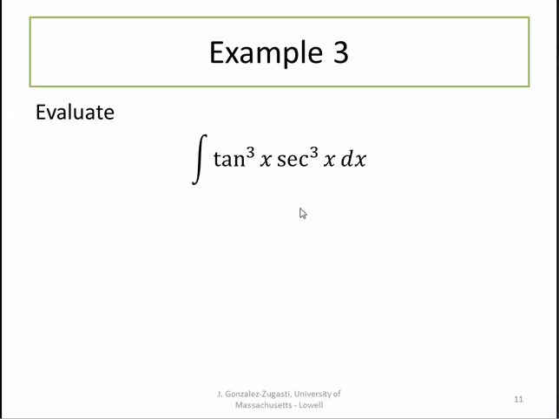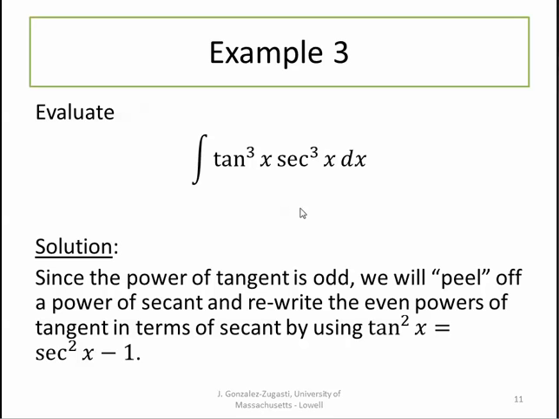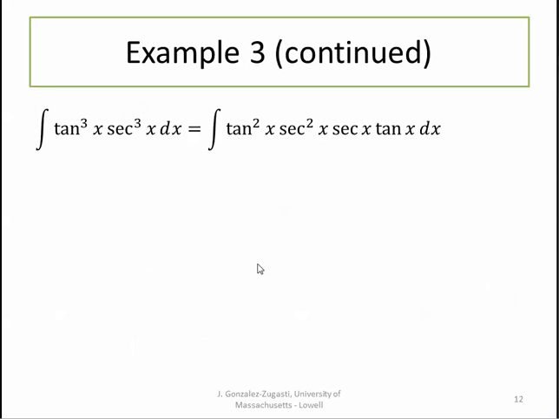In our third example, let's integrate tangent cubed x times secant cubed x dx. So here we have that the power of tangent is odd. So what we're going to do is peel off one power of secant and rewrite the even powers of tangent in terms of secant by using tangent squared x equals secant squared x minus 1.